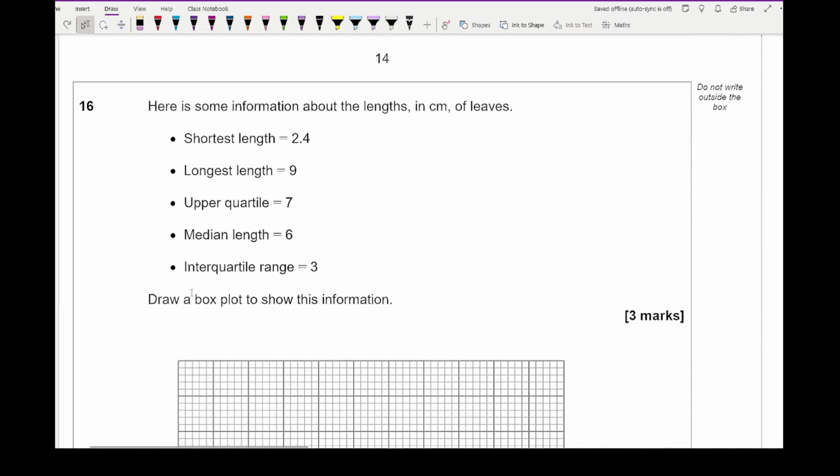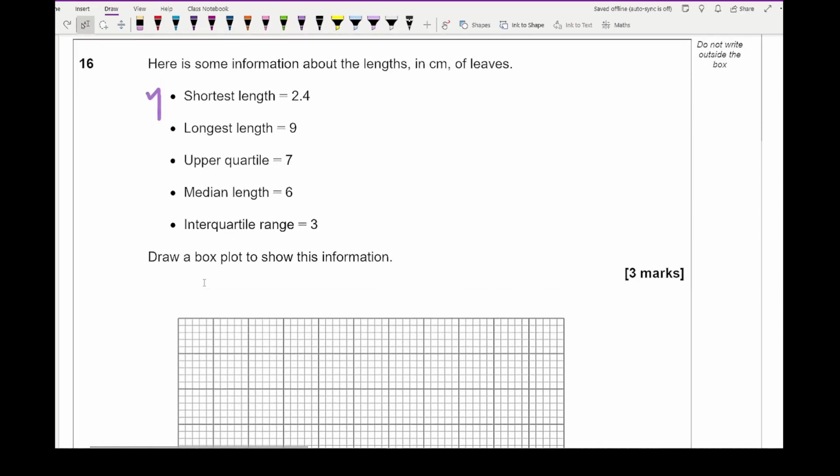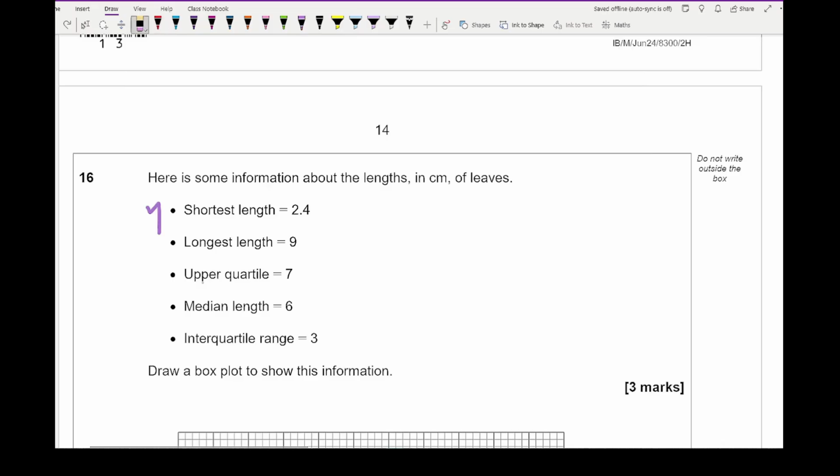Moving on to question 16, it says here is some information about the length in centimeters of leaves, and the question is asking us to draw a box plot to show this information. Well, to draw a box plot, we need to know the shortest length, which I know. I need to know the longest length, the median, and the upper quartile, but the information that I don't know is the lower quartile.